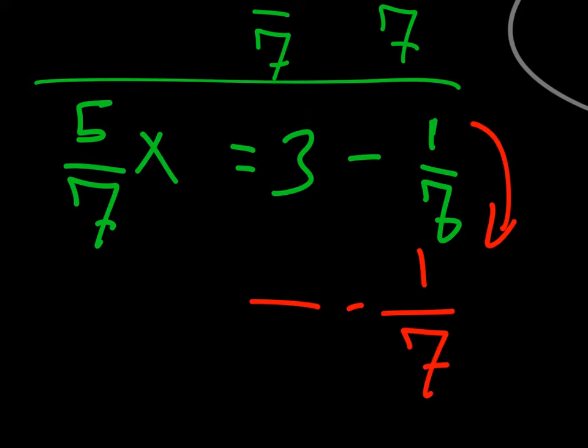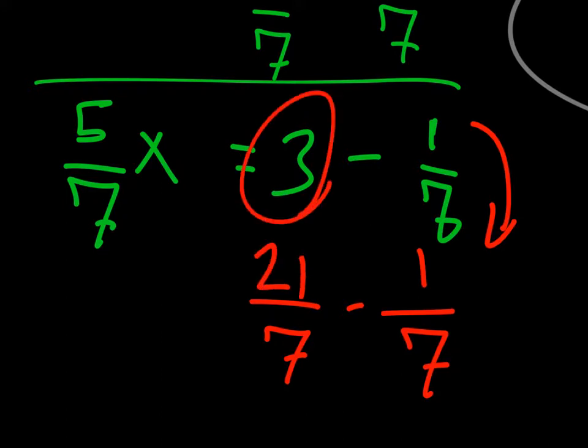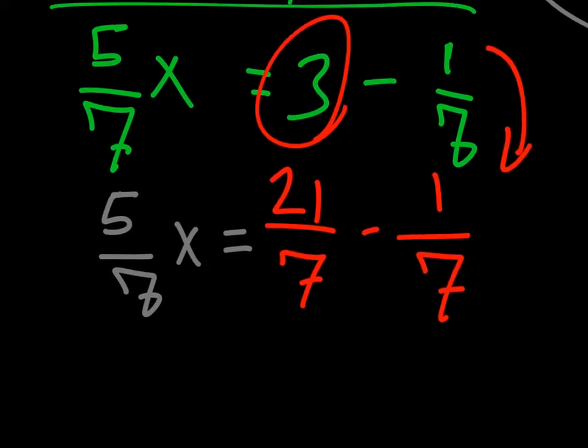The 3, now we have to have a denominator of 7, yes? We multiply the denominator by the whole number. 7 times 3 gives us 21. And now we can work this out. So now we have 5 over 7x equals 21 over 7 minus 1 over 7.